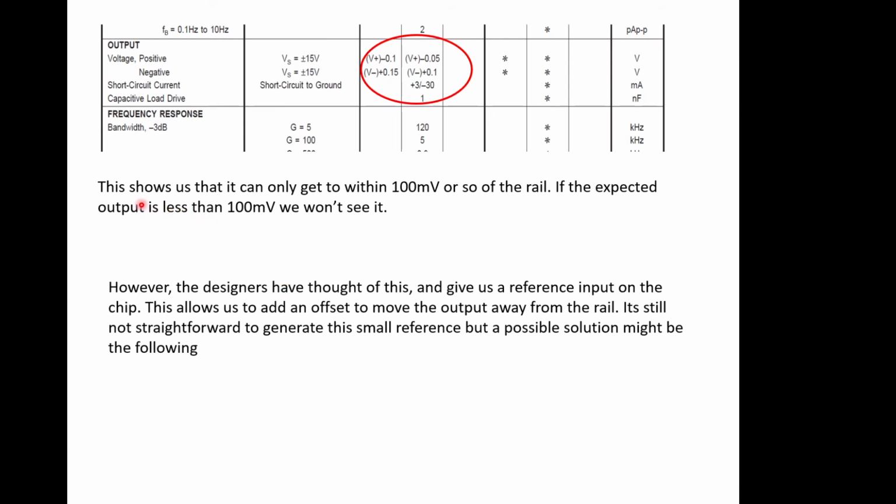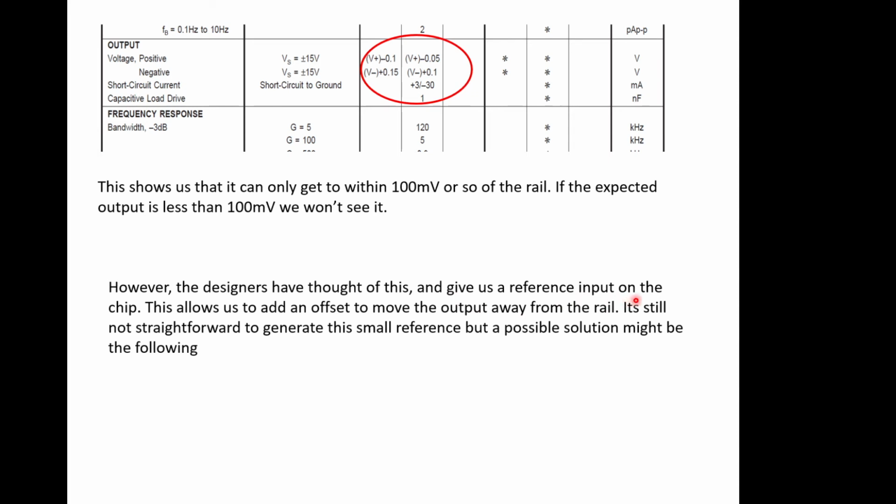So in summary then, this shows us that we only get to within 100 millivolts or so of the supply rail. If the expected output is less than 100 millivolts, then we won't see it because the output can't move to within 100 millivolts of the rail. So 0 volts in will give you something close to 0 out, but it will be 100 millivolts irrespective of whatever it is, and the input has to be bigger than a certain value before this output signal starts to move at all. But chip designers have thought of this. They give us a reference input on the chip.